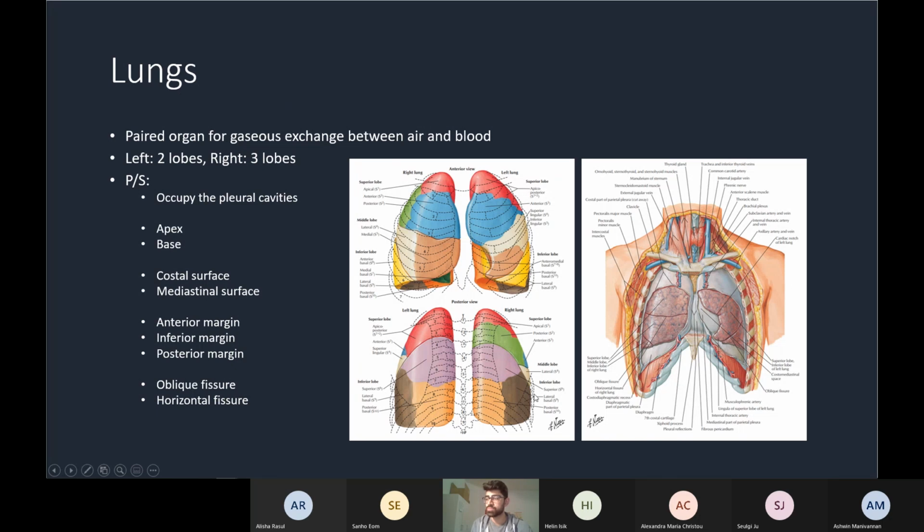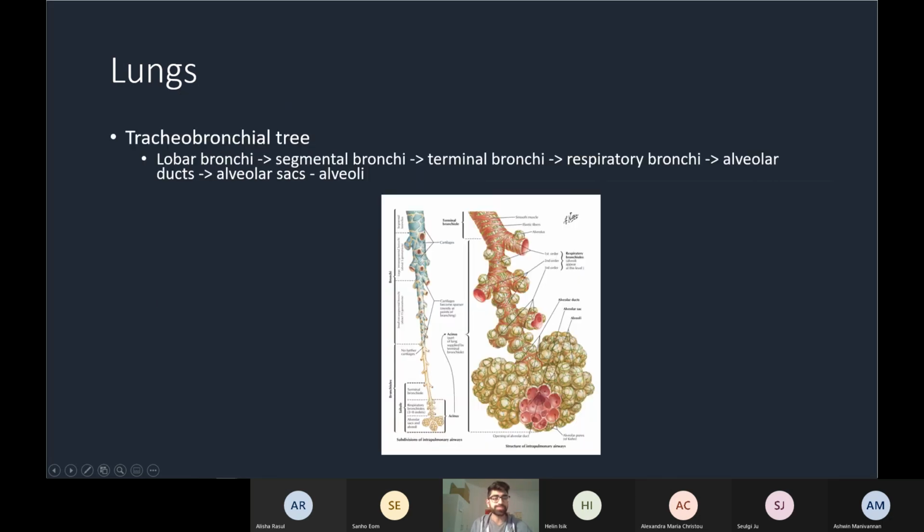This fissure traverses the entire diameter of the lungs here. So this is just viewing from the anterior side, but it goes all the way around. And the oblique fissure divides the superior and inferior lobes of the left lung and divides the middle and inferior lobes of the right lung. Okay, so that's quite important to note.